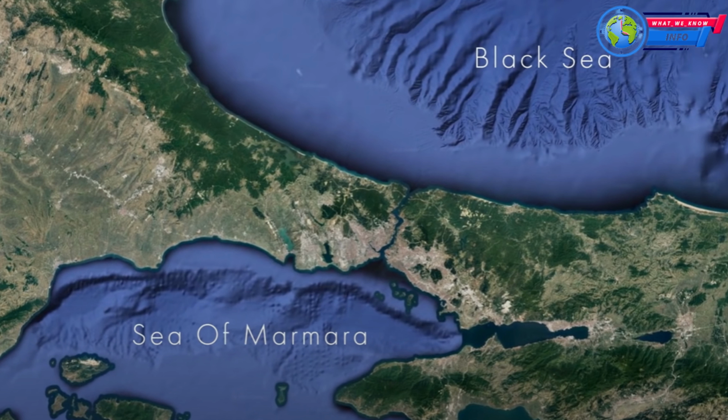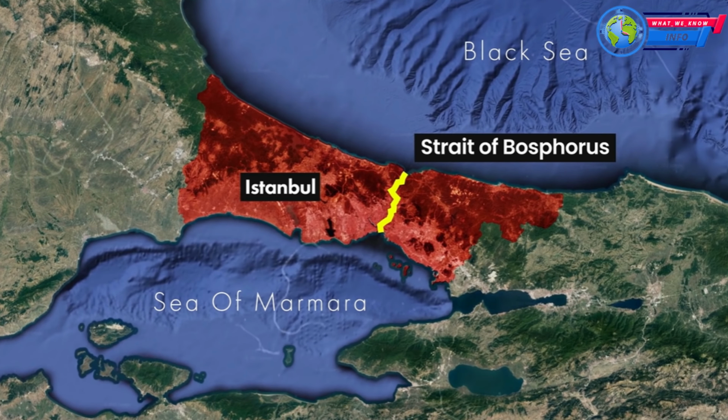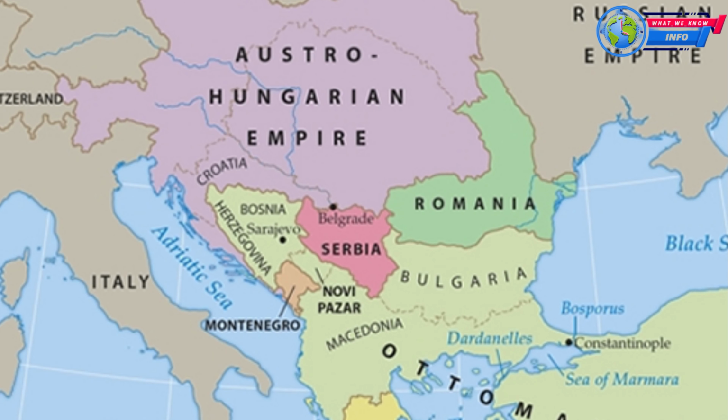On a map, there's the Black Sea to the north and the Sea of Marmara to the south. The Strait of Bosphorus connects these 2 seas and splits Istanbul into 2 parts. The Ottomans owned this important area. Russia wanted this part, so they made a deal with the Austro-Hungarian Empire: you don't oppose us taking this area, and we won't stop you from taking Bosnia. Both countries got what they wanted from the deal.